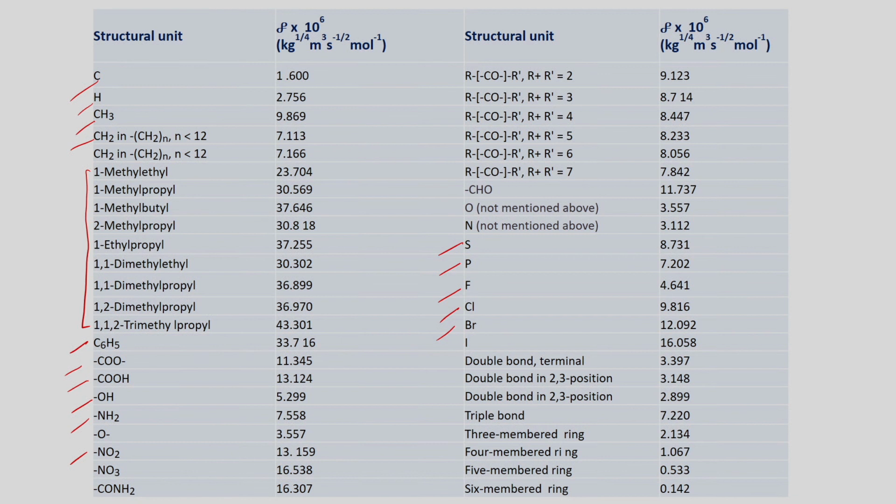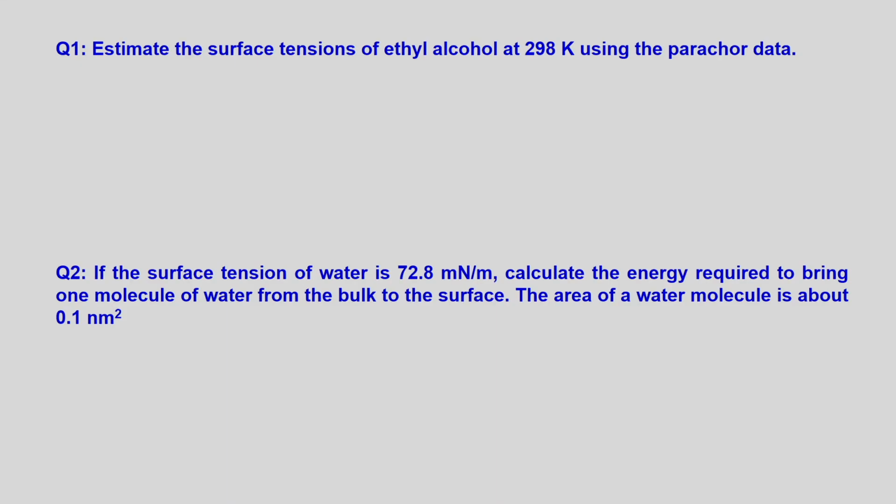The problems will be very easy to understand, so how to compute the surface tension and what is the significance of these values. Let us see, we will take one problem of this and two elementary problems. Now, the first problem is: estimate the surface tension of ethyl alcohol at 298 Kelvin using the Parachor data. So, use the table which I have shown you in the earlier slide, take a temperature of T equal to 298 and compute the surface tension.